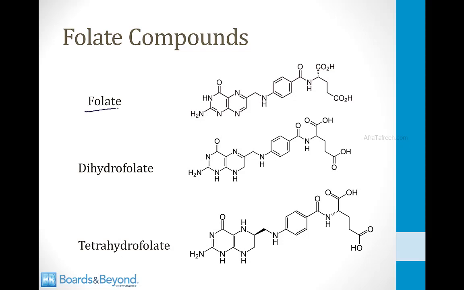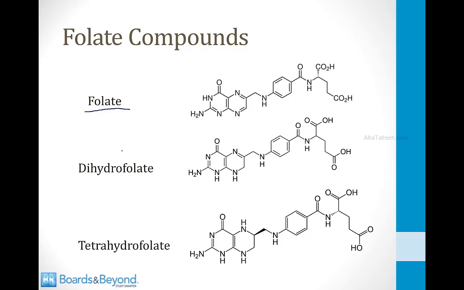This is the structure of folate on the screen. You can see that it's a large molecule. You'll also notice that it has lots of oxygen and nitrogen atoms, and vitamins with oxygen and nitrogen in them tend to be water soluble, and that's true of folate as well. Fat soluble vitamins, on the other hand, tend to have mostly just carbons and hydrogens.